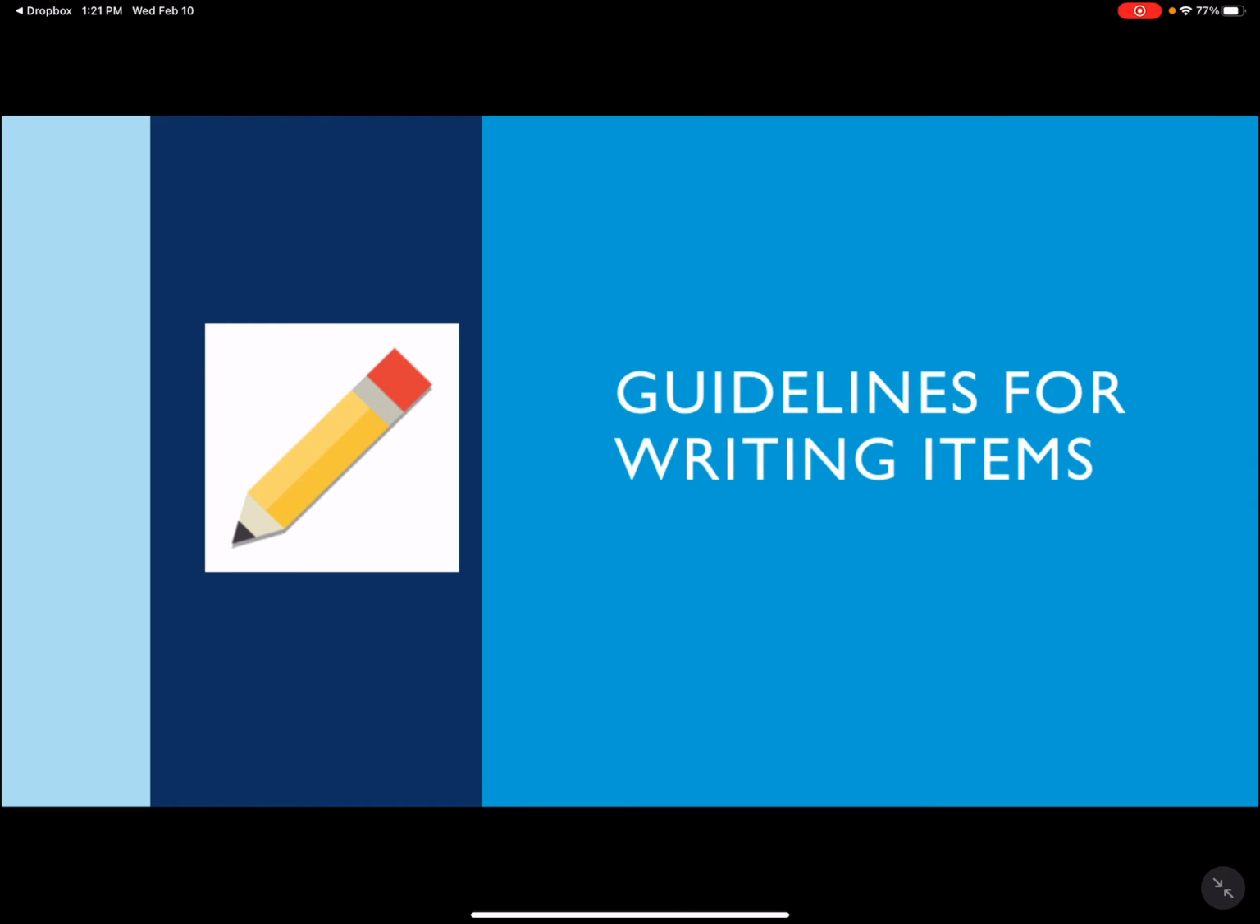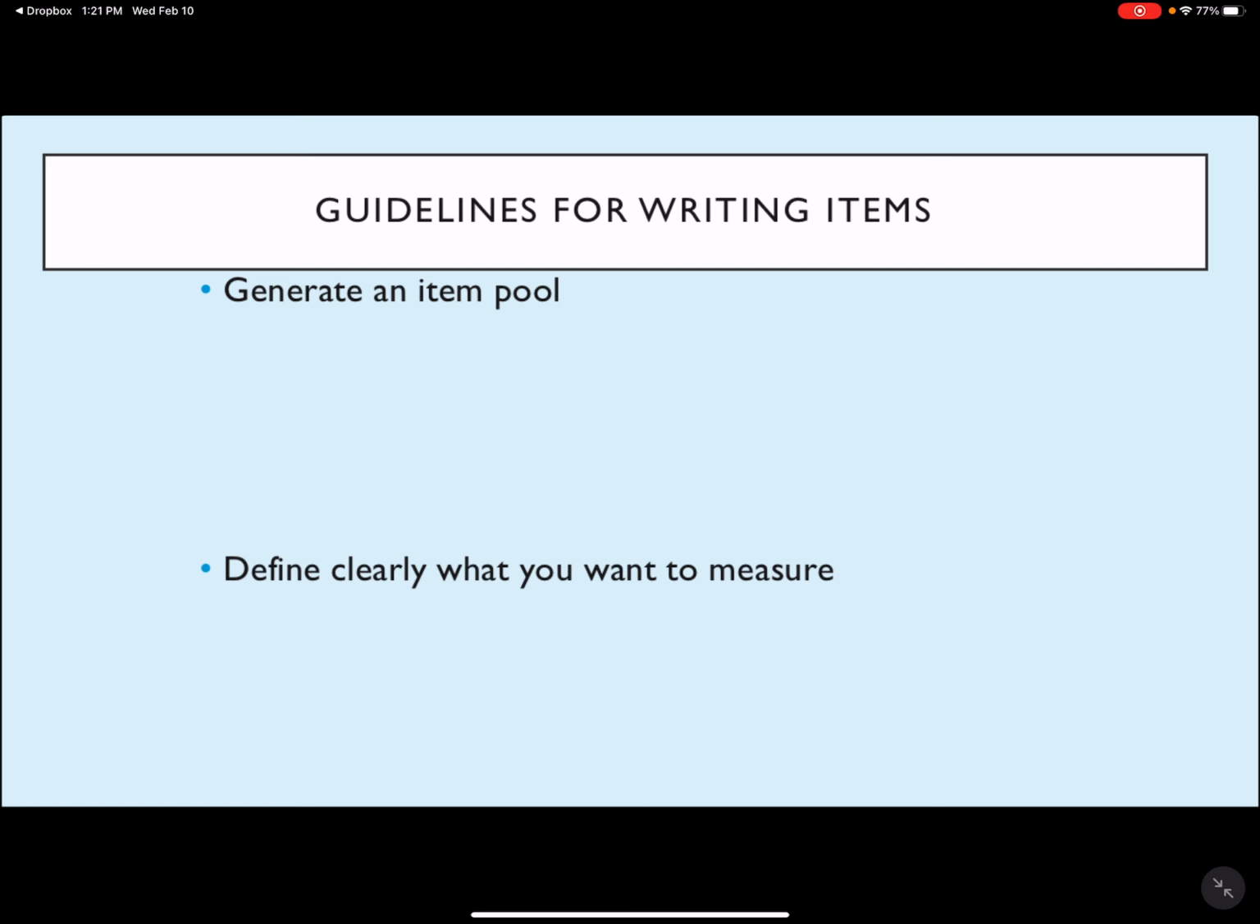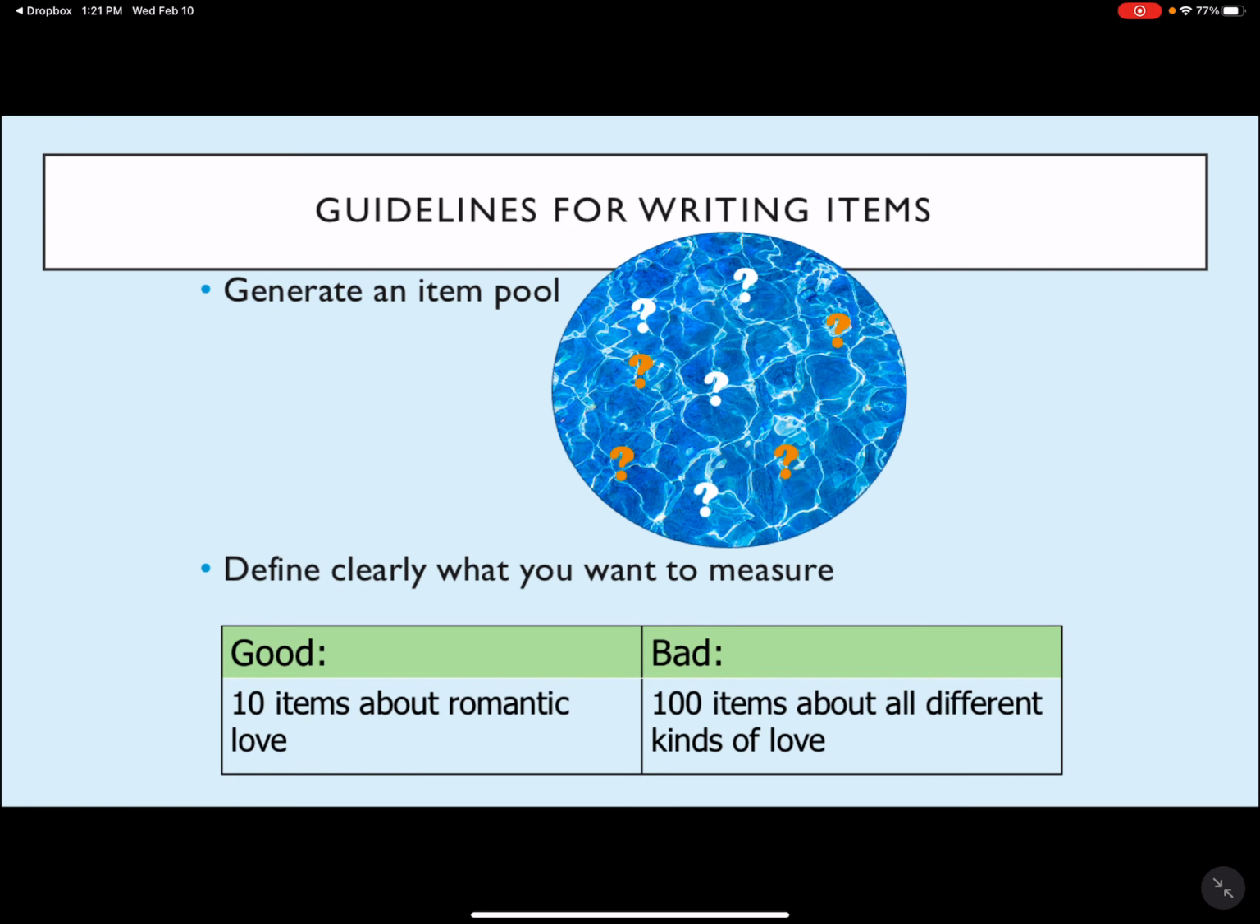Okay, now some guidelines for writing test items. As I said before, it's not easy, but I'm going to give you some guidelines to help you. First thing you do is generate an item pool. And I even do this when I write tests. Anytime you write items, if you're designing a survey, you want a lot of options. You want lots and lots of questions. And so you can consider the absolute best ones, and you won't get too attached to any questions, because you're going to have to narrow them down. You want them to be good.